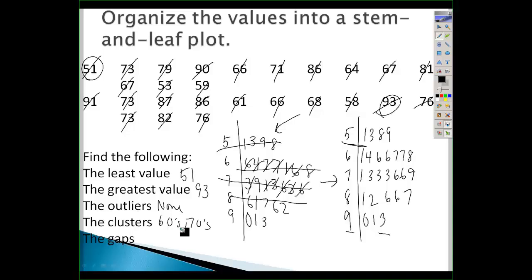And finally, I need to find the gaps. Is there any big gaps that really shouldn't be there? Because there's no outliers, we know that there's no numbers that are way far away, so I'm going to also say that there's no gaps. None.